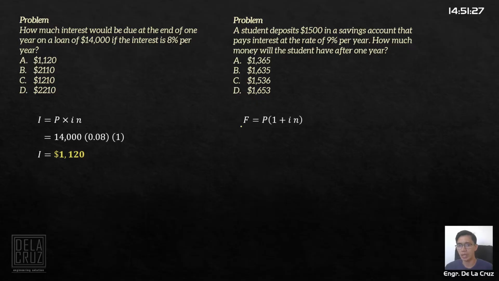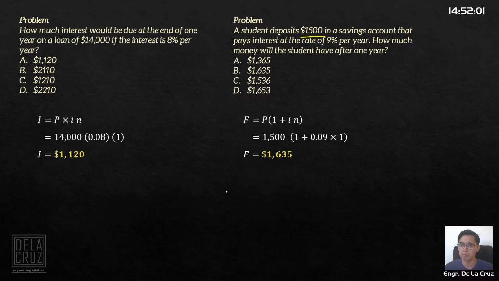So we have derived that one. The future value, yung hinahanap na pera niya after 1 year, is equal to the present money or the principal amount, $1,500, times 1 plus I at 9% per year, 0.09 times 1 year. After 1 year, pinatubo na yung pera. So, from 1,500 magiging $1,635 yung pera niya.